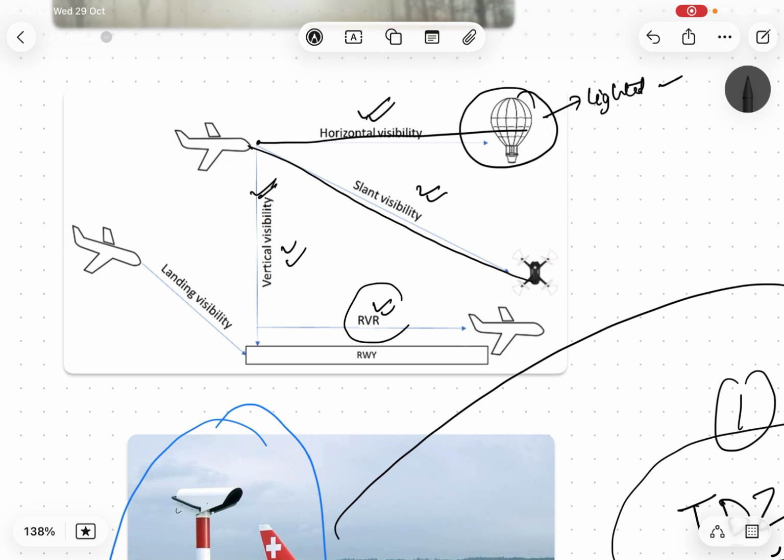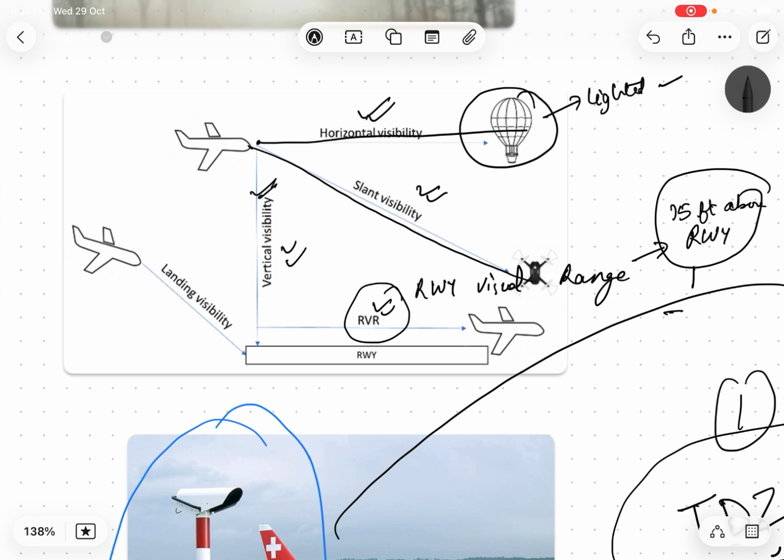And when we talk about RVR, that is nothing but runway visual range. So now the runway visual range starts from your threshold area which is 15 feet above runway. Okay, so this is your threshold. So from this portion, 15 feet above the runway, whatever you can see in front of you, lighted objects during the night and dark objects during the day.